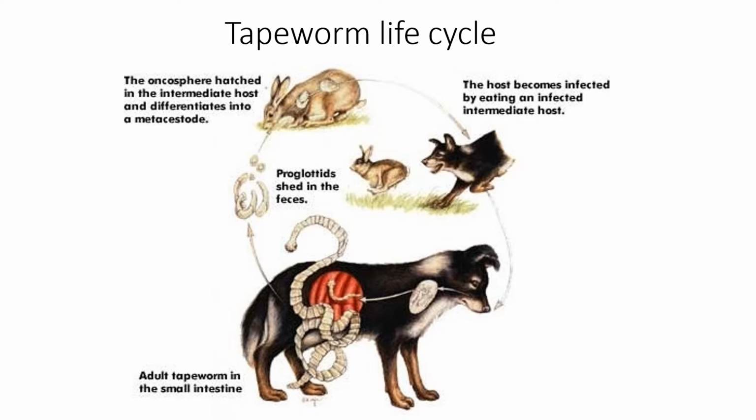And here the host becomes infected by eating an infected intermediate host. So who is the host? The dog is the host. If it eats an infected rabbit, then the tapeworm enters the body of the host.